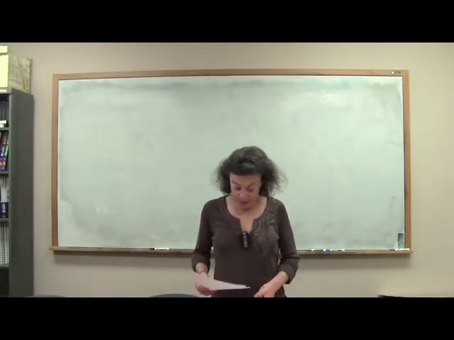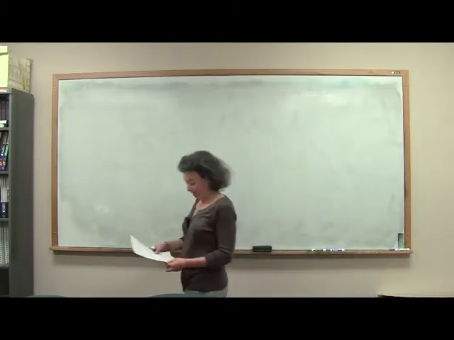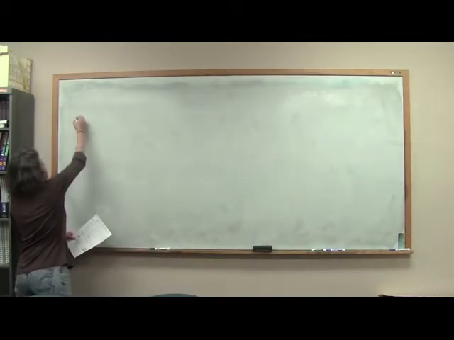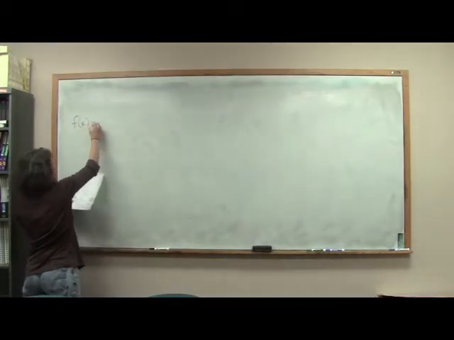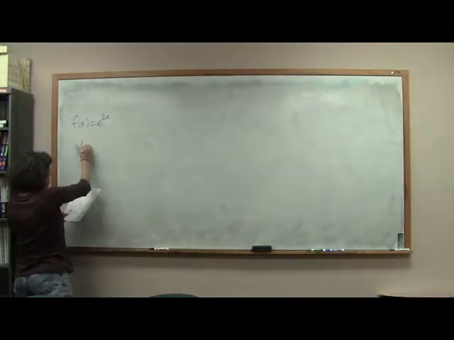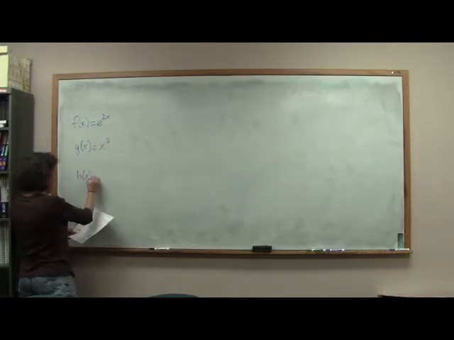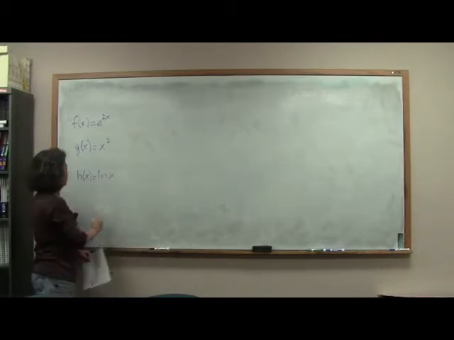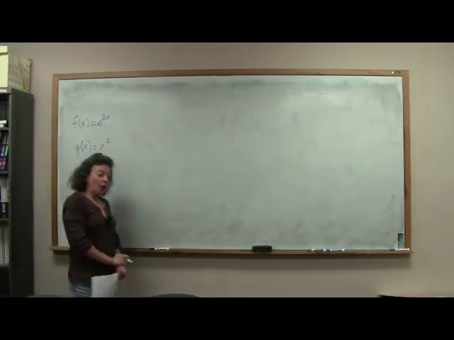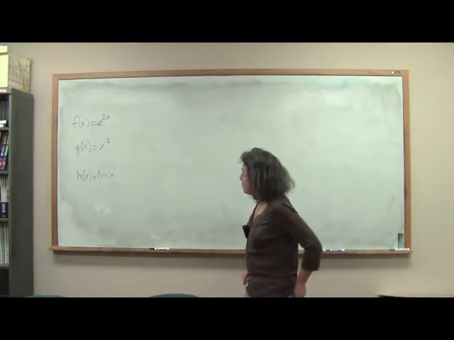All right, so our next example that we're going to do with this composition and inverses is the following. Let's now take f of x to be e to the 2x. Let's take g of x to be x squared. And how about h of x to be the natural log of x? All right, so let's practice doing some compositions here.